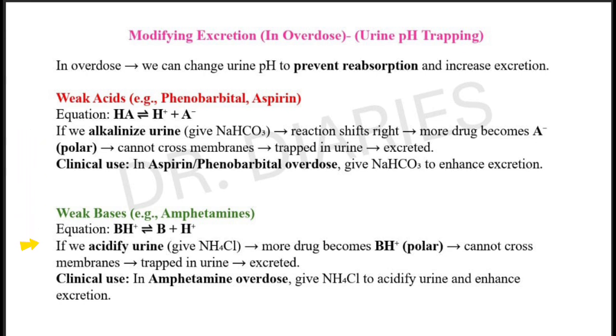Weak bases, e.g., amphetamines. Equation: BH+ ⇌ B + H+. If we acidify urine by giving NH4Cl, more drug becomes polar, cannot cross membranes, is trapped in urine, and is excreted. Clinical use: in amphetamine overdose, give ammonium chloride to acidify urine and enhance excretion.